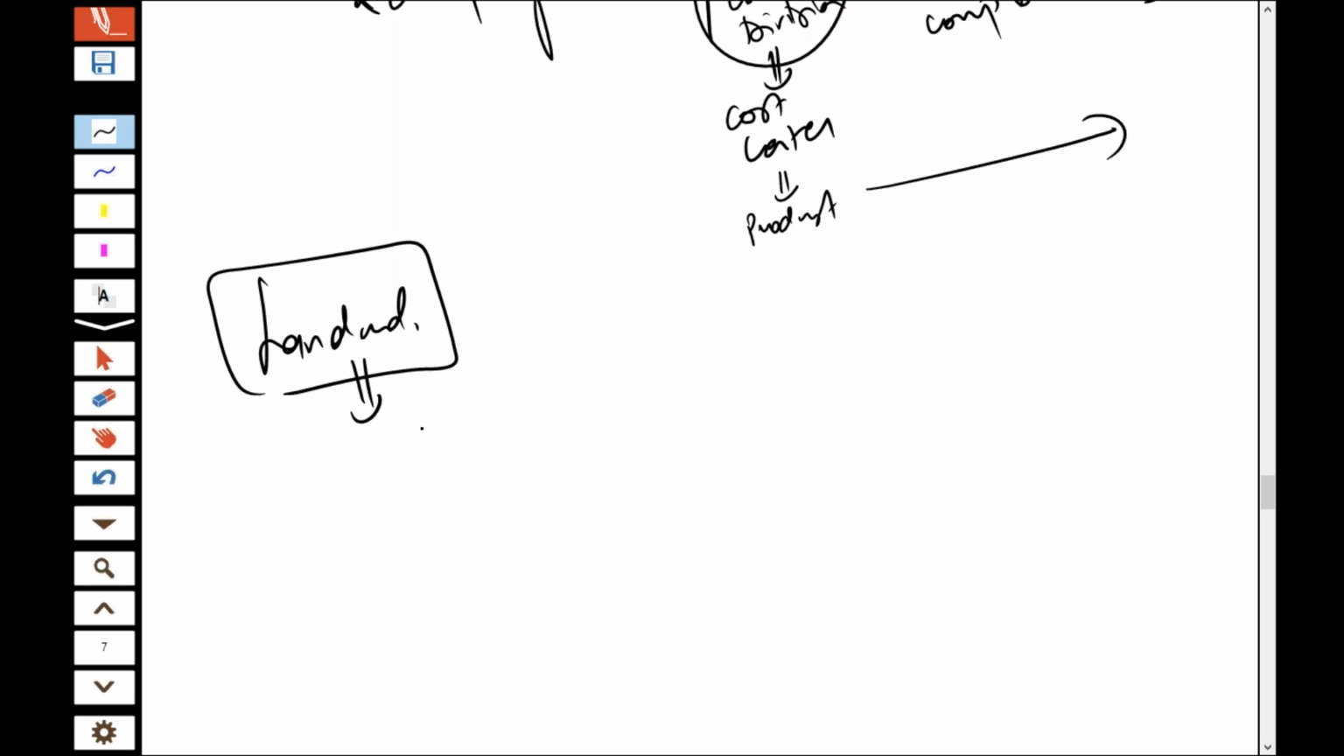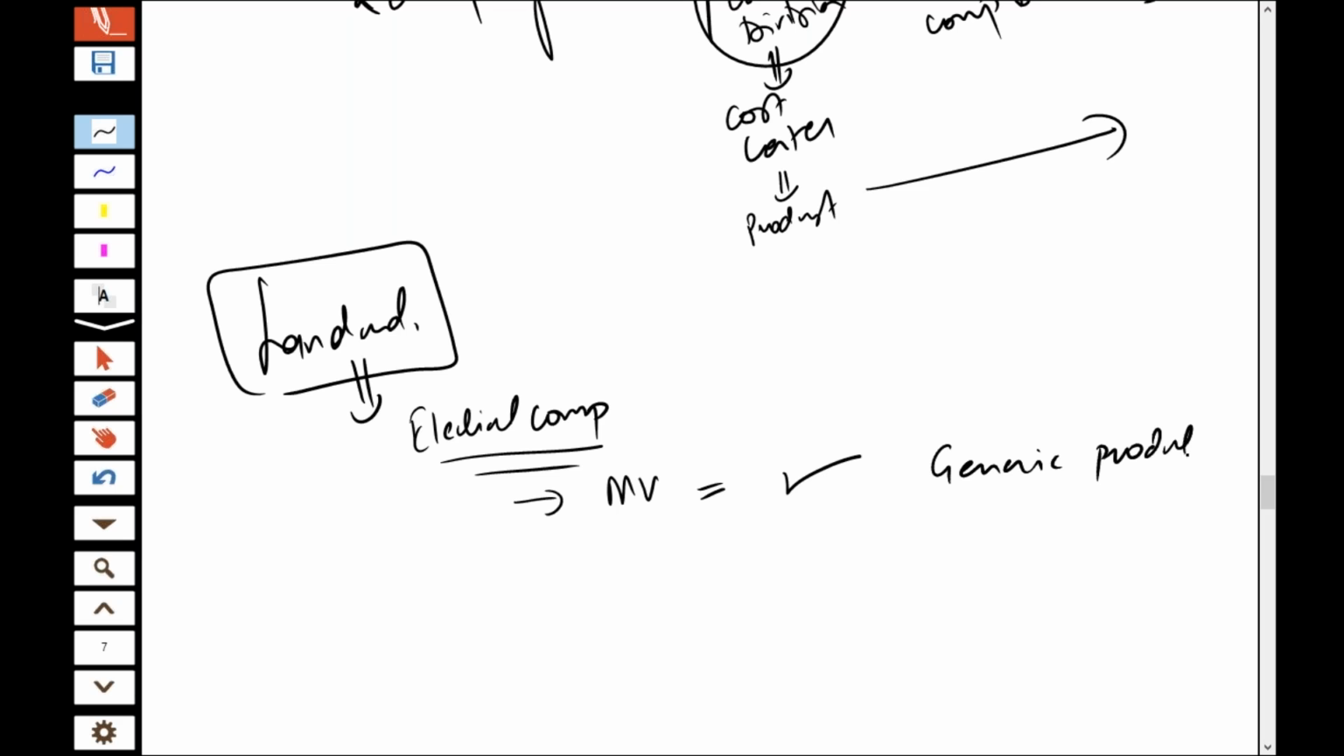what actually happens is, the electrical component division sells the good at the market value, which is a correct approach because it's a generic product and a market exists. So this is a good aspect of the transfer pricing.